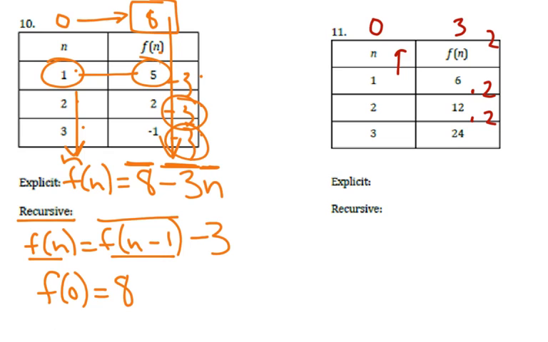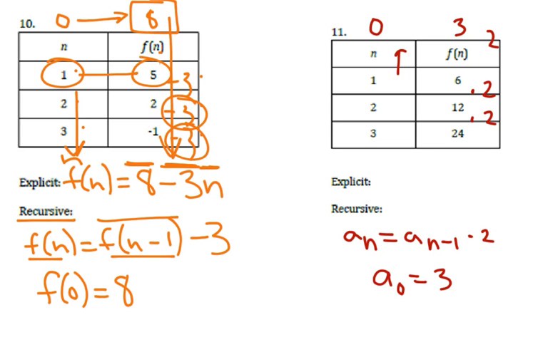So we can do our recursive. We can say our next term is equal to our previous term. And what did we do to it? We multiplied it by 2. And where did we start? Our f of 0, or in this case, a sub 0, equals 3.